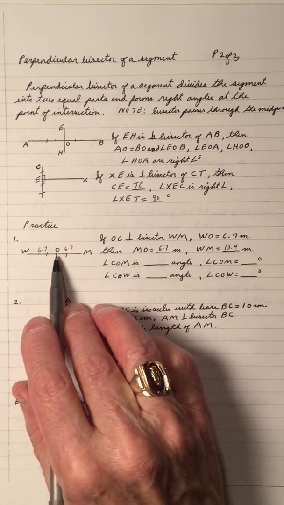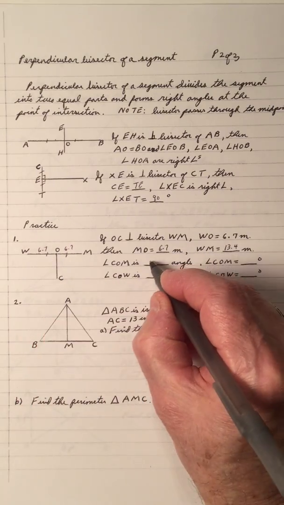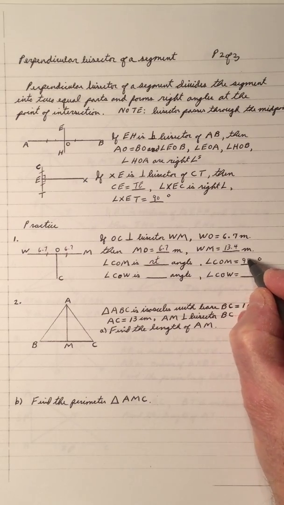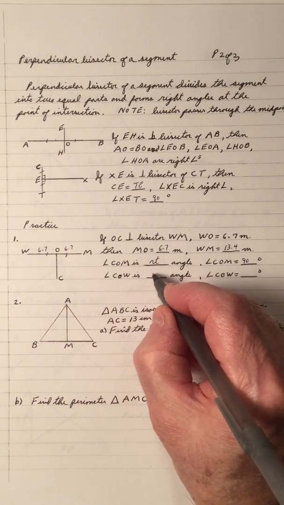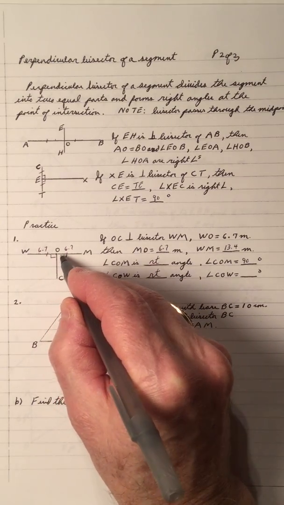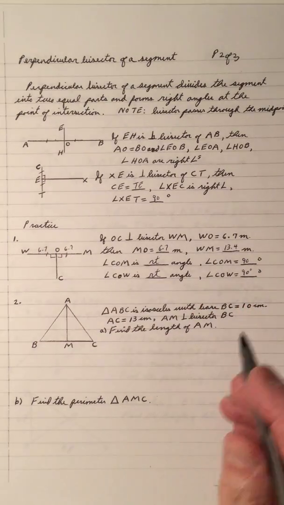That means that COM is a right angle, right? COM is 90 degrees. And that means that COW is a right angle, and that's also 90 degrees. They're right angles, so therefore they're 90.